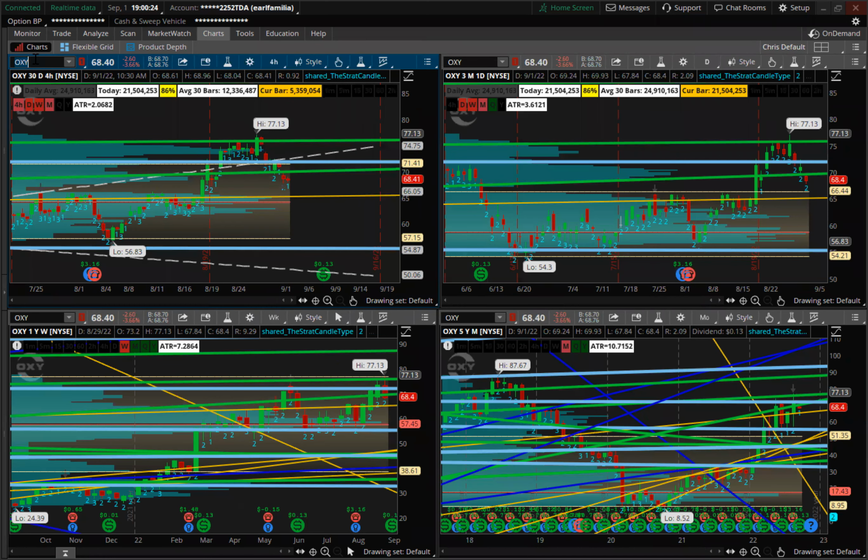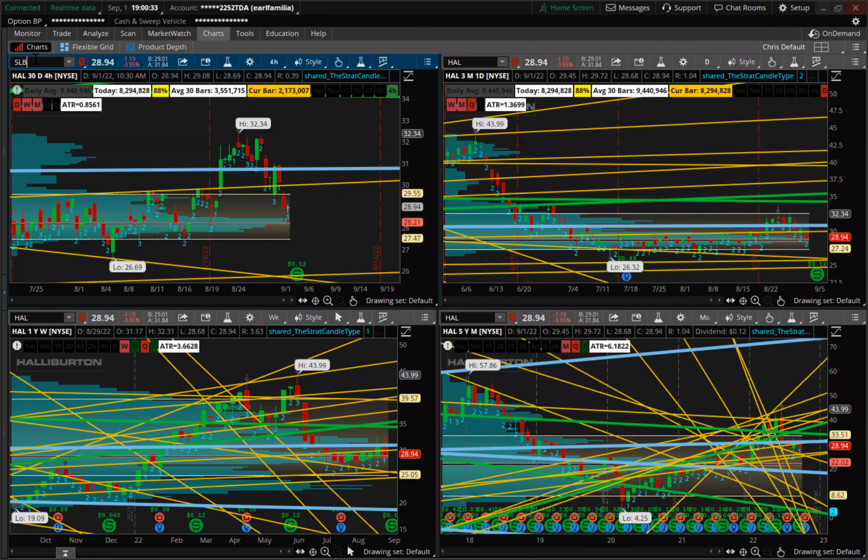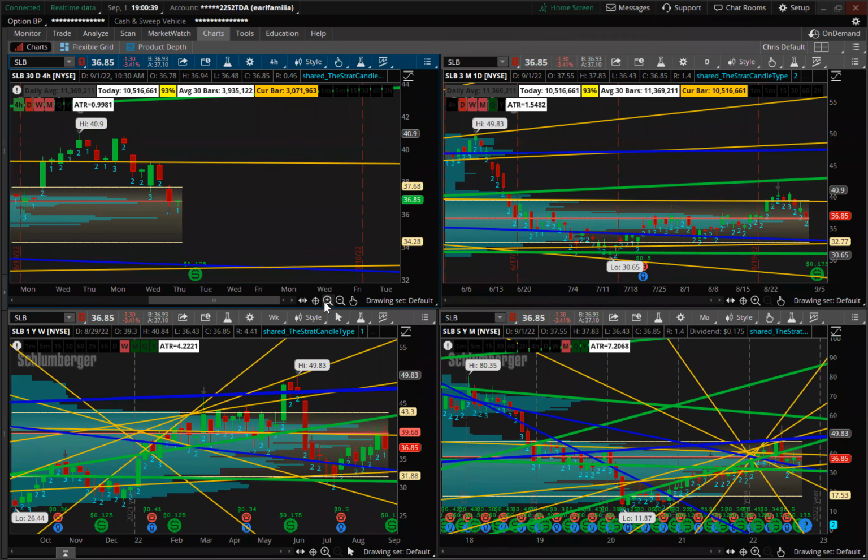But for the most part, they were all fail to down today. Some held up better than others, it looks like. But I didn't even look at energy at all really today. SLB held on pretty decent. Made a hammer on the 4.